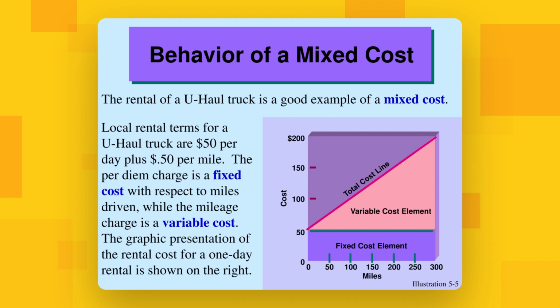Alright, so local rental terms of U-Haul company are $50 per day plus $0.50 per mile. So meaning class, $50 here is your fixed cost, while $0.50 per mile here is your variable cost per unit. Because as time goes by, it will increase, depending on your per mile. Alright. So again, the per day charge is your fixed cost. Alright? With respect to the miles, it is your variable cost.